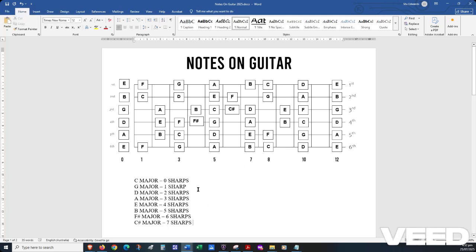You'll notice that all those keys had sharps in them. So now we're going to talk about flats. We're going to begin on the F note here.